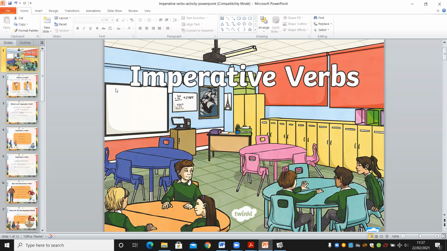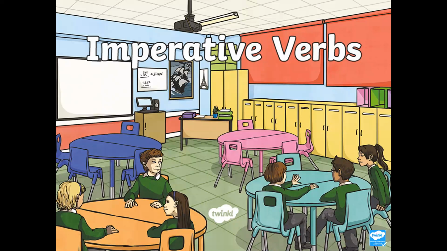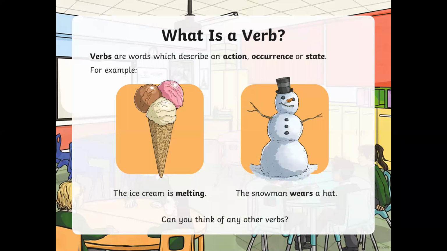So as I explained to you today, we are going to be looking at imperative verbs. And I hear you ask, what are imperative verbs? Well, we know that verbs are words which describe action, occurrence, or state. We usually focus on the action, children. That's the easiest way for us to remember verbs. So we know that verbs are action words. So let's have a look at these verbs.